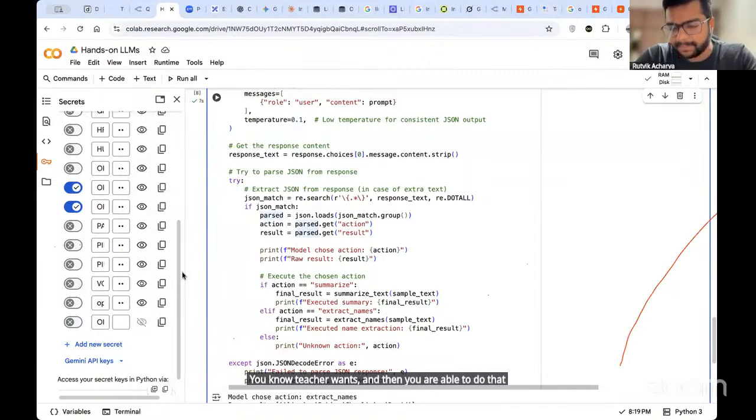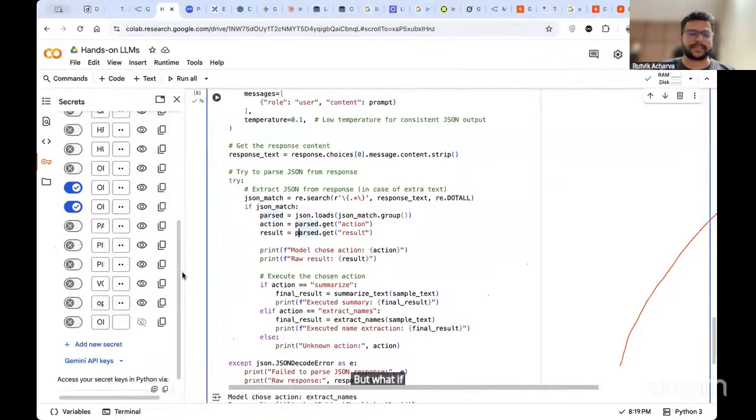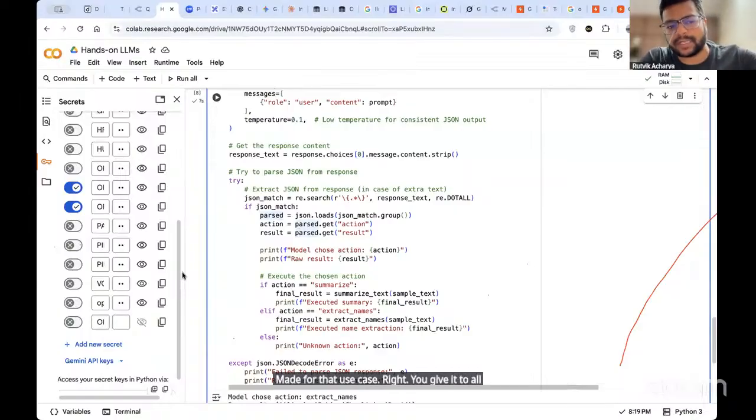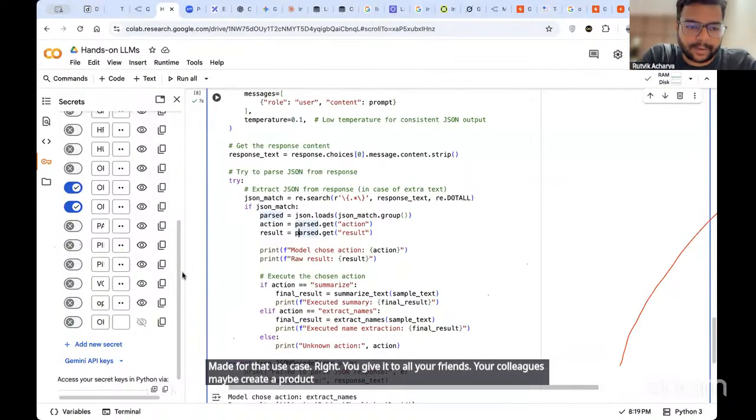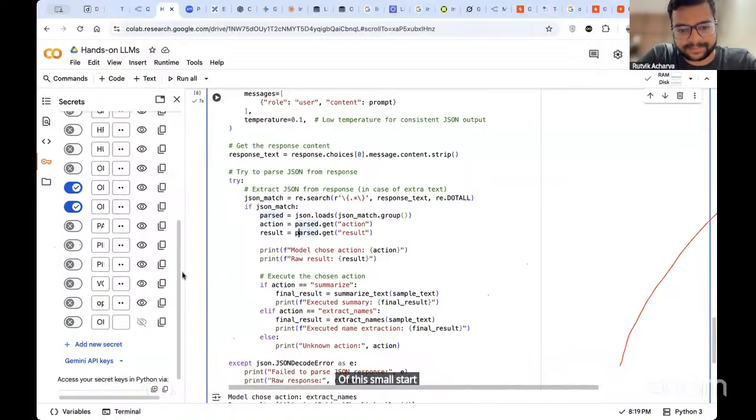Yes, great. But what if you build a product which is specifically made for that use case, right? You give it to all your friends, your colleagues, maybe create a product out of one or a small startup of your own that does this, right? Because it is a very useful use case, correct?